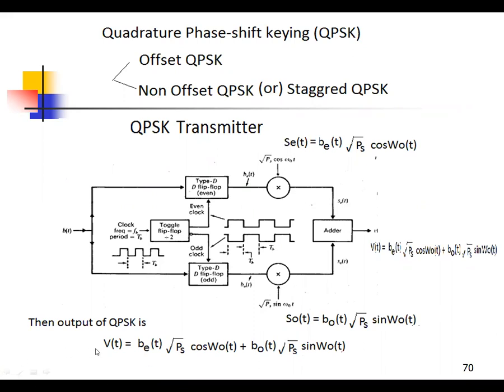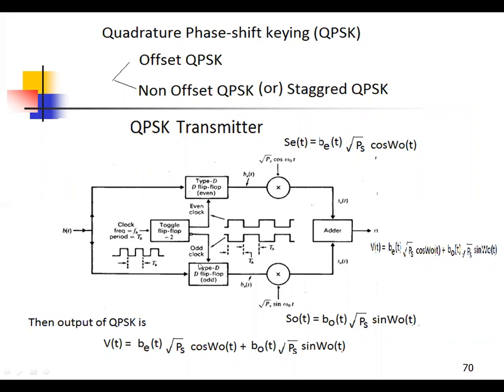Simply, you can use BPSKs in the 2 sections. One section is the even section, another section is the odd section. Then add these two, and produce 4 phases, which is known as QPSK.